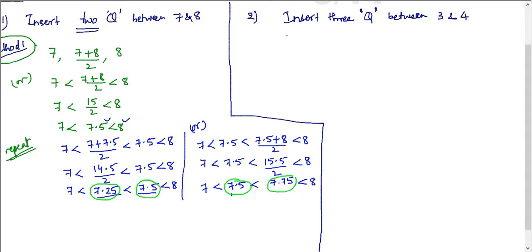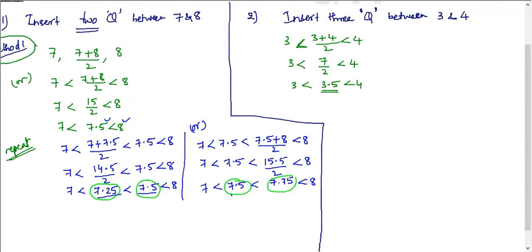Then you can do like this. 3 here, I'll use the other color so that it's differentiating for you. Okay, so write 3 comma, or you can write less than symbol also. It is up to you. So you can write 3 less than 3 plus 4 by 2 less than 4. Okay, 3 less than 7 by 2 less than 4. So 3 less than 3.5 less than 4. One, we got one rational number here.